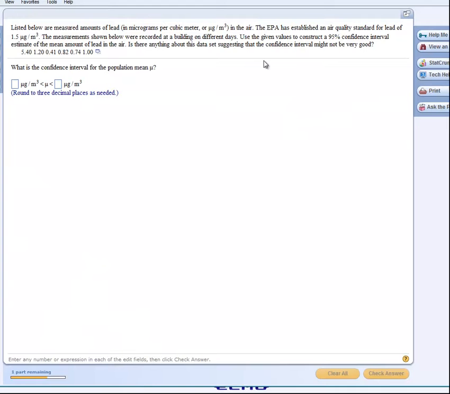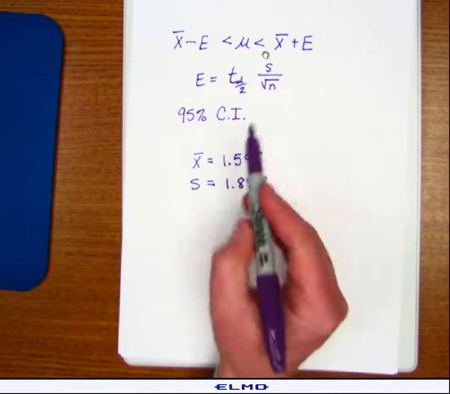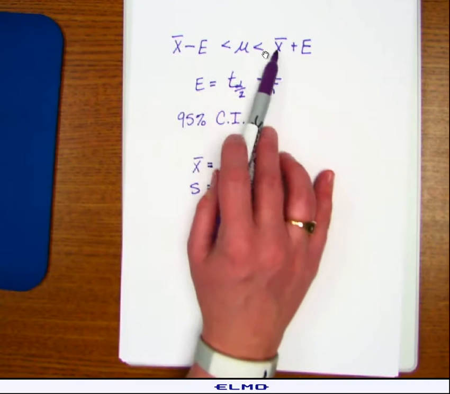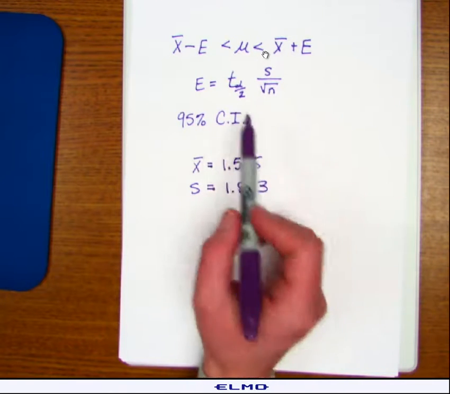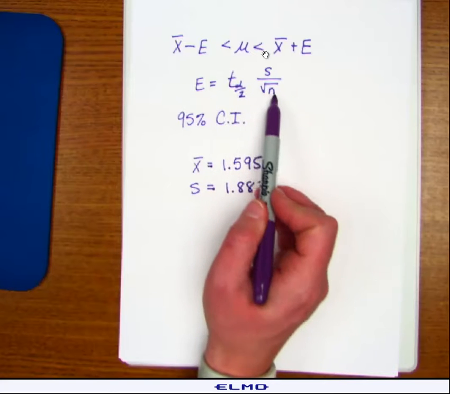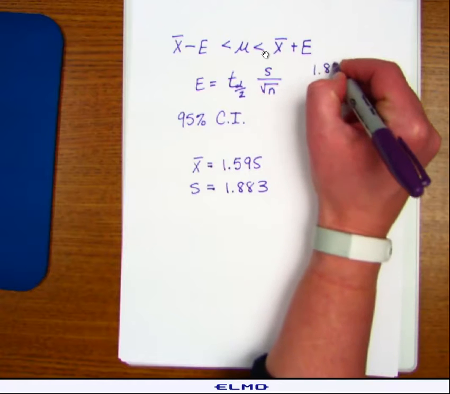And what we're looking for is a 95% confidence interval. Over here, I've got displayed what you're going to calculate. You take your mean, which we just calculated, minus this margin of error, and then you take your mean plus your margin of error. And now your margin of error is t alpha over 2 times the standard deviation divided by root n. So we know our standard deviation is 1.883.